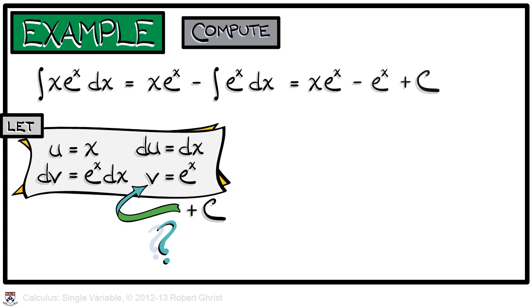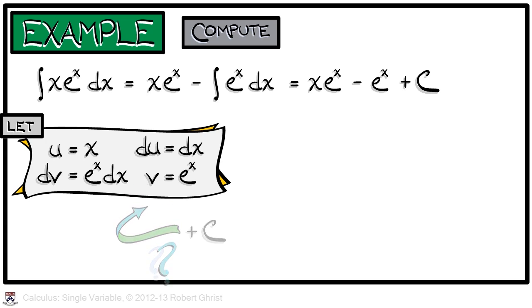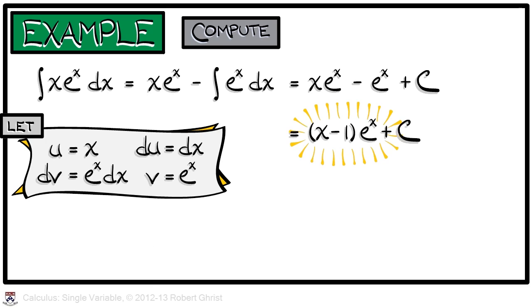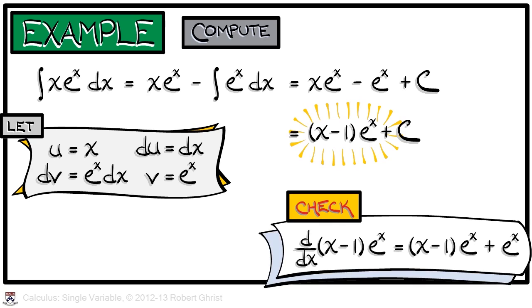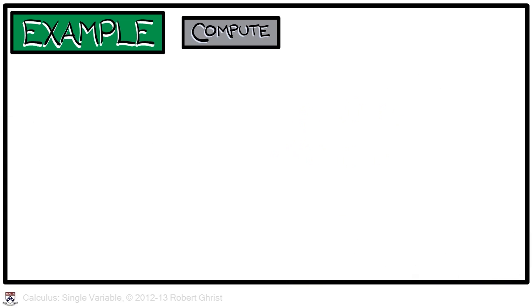Of course, we know that the integral of e to the x is just e to the x plus a constant. Now, I'll leave it to you to figure out why adding the single integration constant at the end suffices. We don't have to worry about it in the middle. Now, we should probably rearrange terms, simplify a little bit, to get a final answer of quantity x minus 1 times e to the x plus a constant. In this case, you should always check your answer to make sure that when you differentiate it, you get back the original integrand.